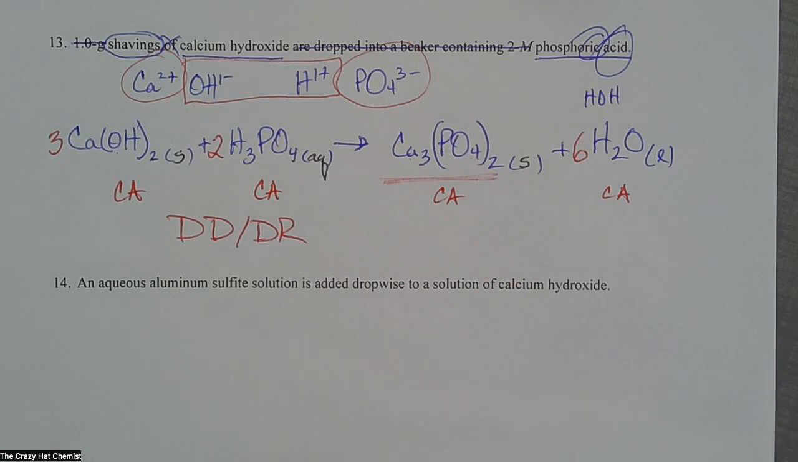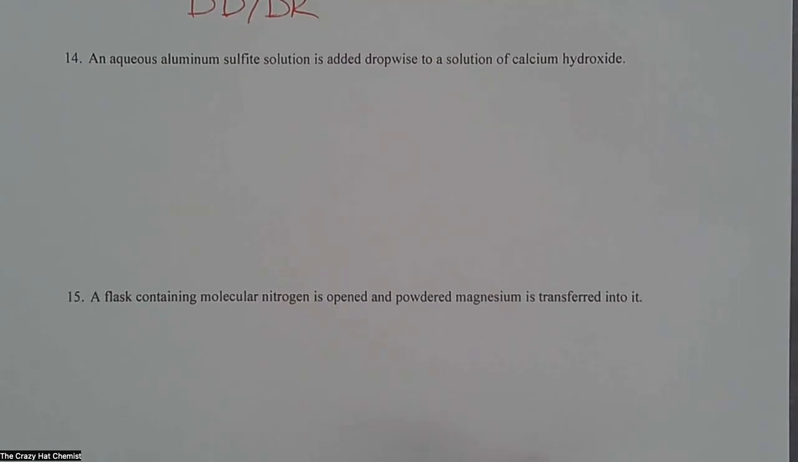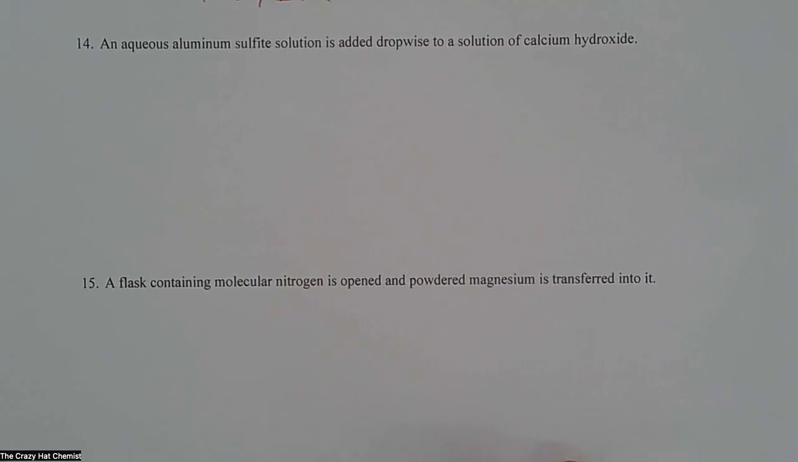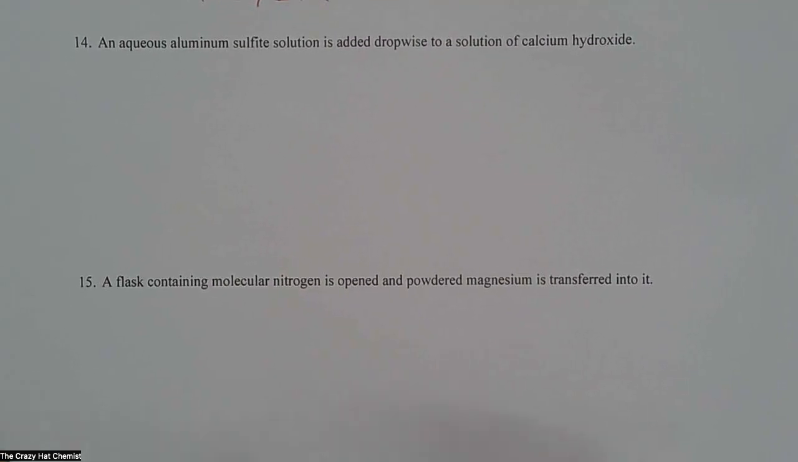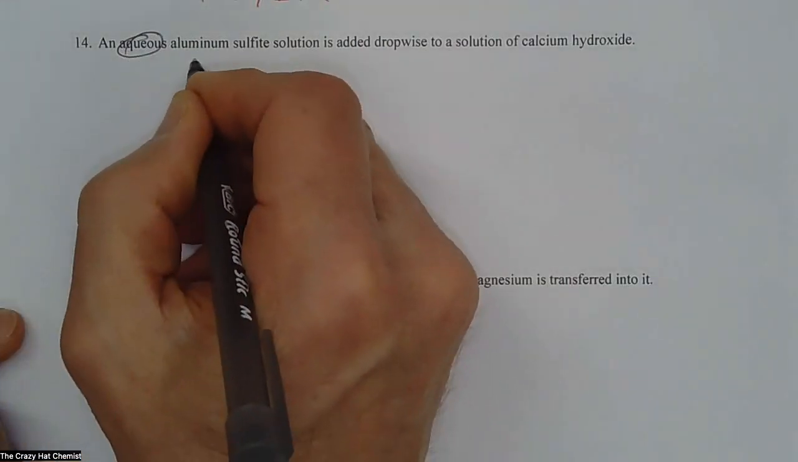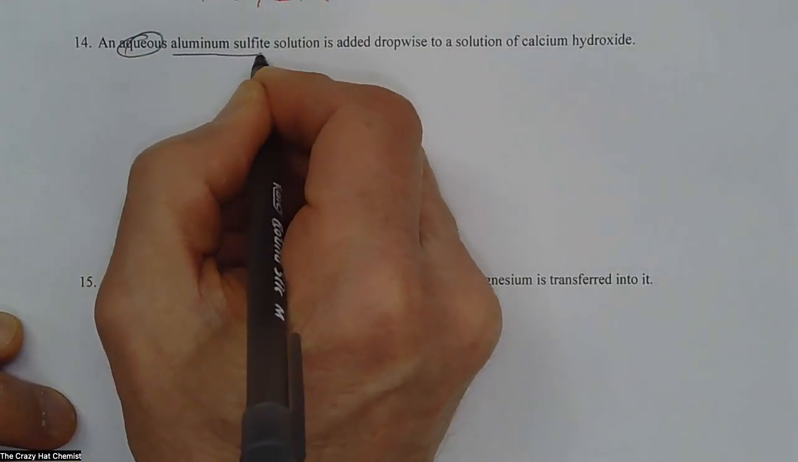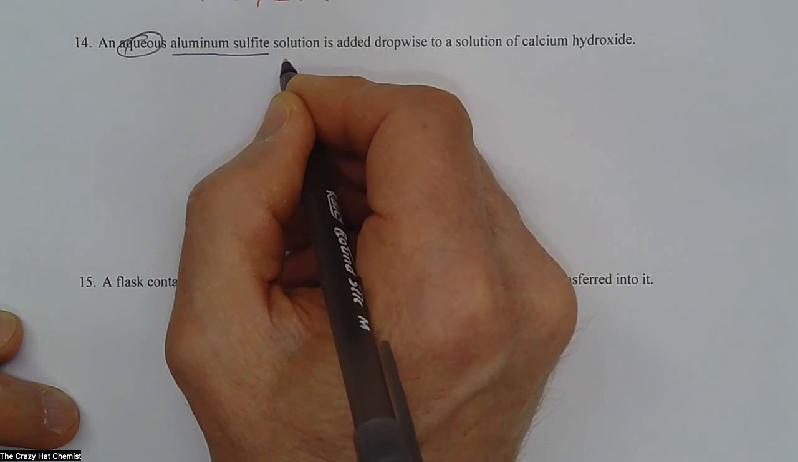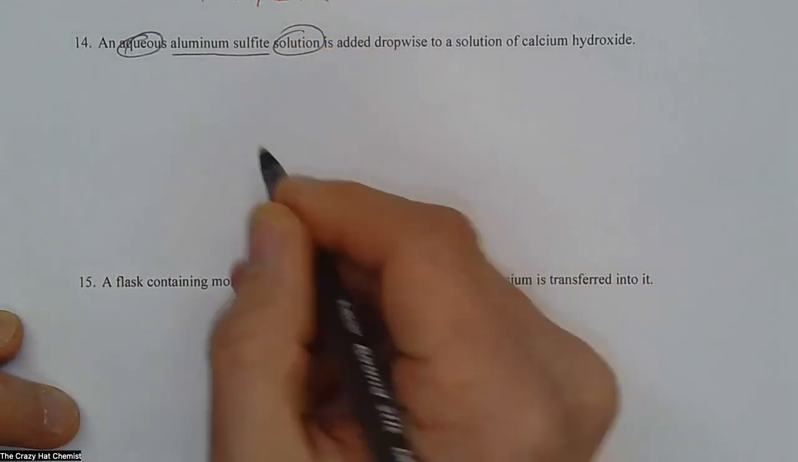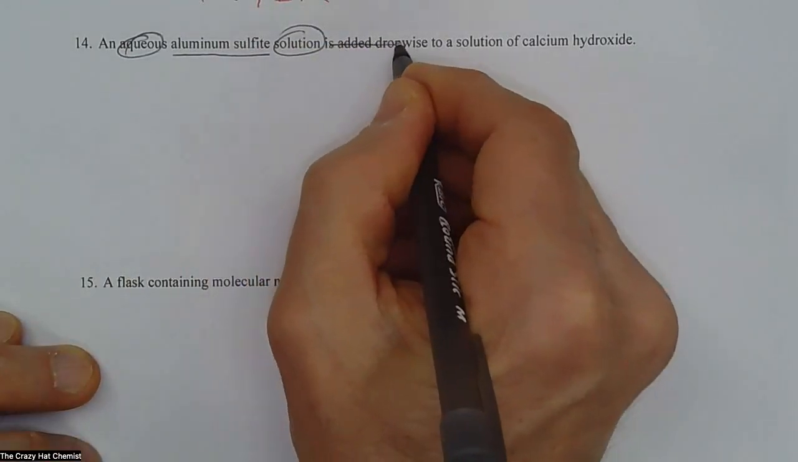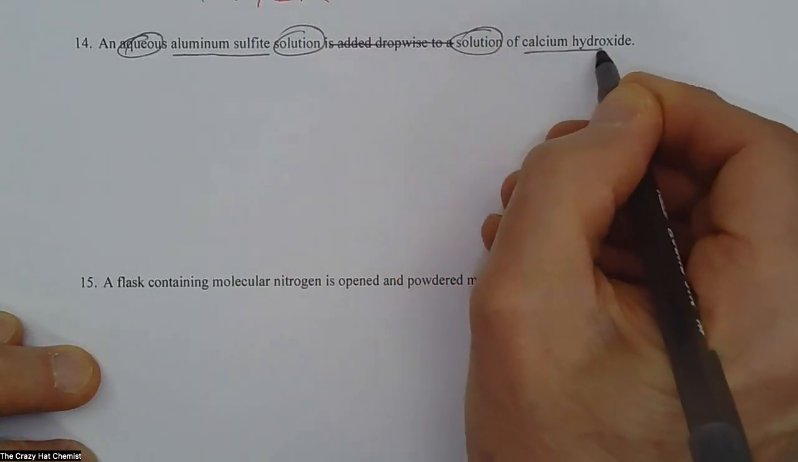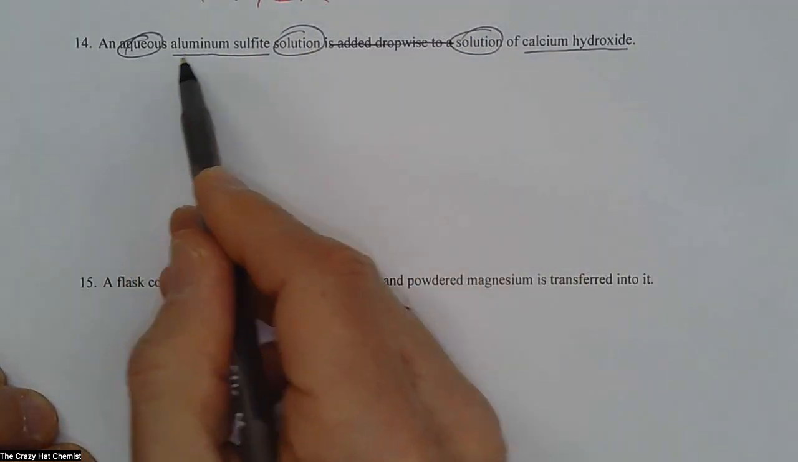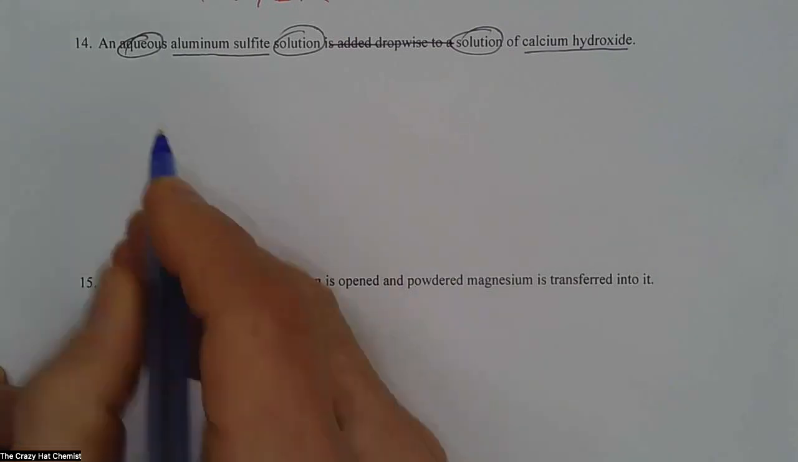I like that. All right, now we're on to number 14. So let's slide this paper on up and let's do number 14. Here we go, number 14. It says an aqueous solution of aluminum sulfite, an aqueous solution, oh my gosh, look at that, it's there twice, is added dropwise to a solution of calcium hydroxide. So that solution or aqueous lets you know that it's a solution.